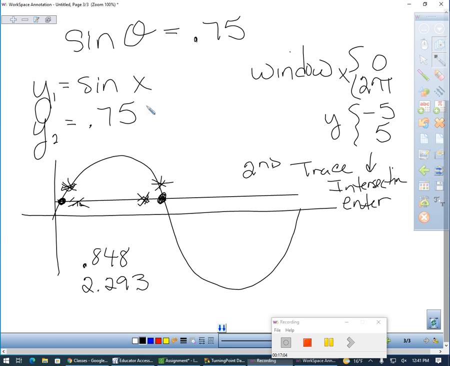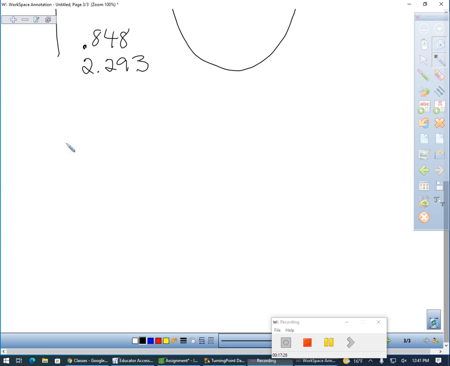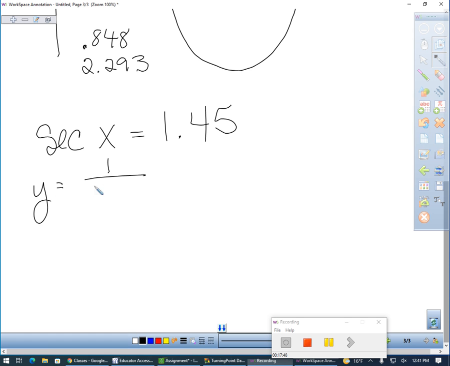So, one more thing. When we graph, we did sine, which was easy to type in. Cosine is easy to type in. Tangent is easy to type in, right? Let's do a secant one. So if I want to find the intersection of secant x equals, let's go with 1.45. When we put secant x in, how do we have to put that into our y equals? Yep, 1 over cosine x. Then in the second y equals, you're going to put 1.45.